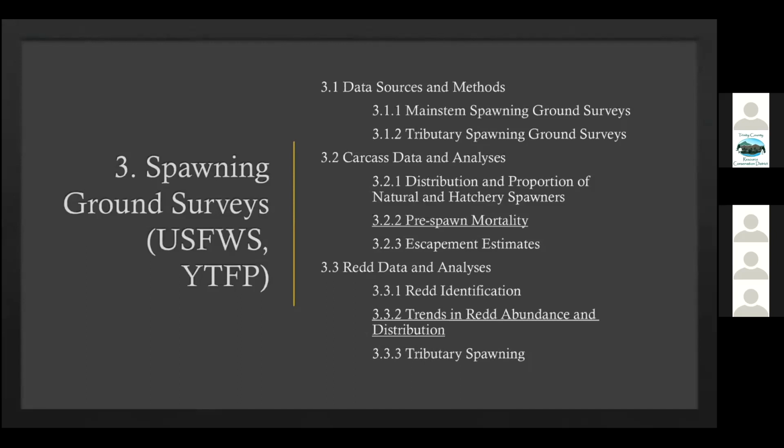The next section of the report is the spawning grounds surveys. It has here that the Fish and Wildlife Service and Yurok Tribe have worked on this section of the report, though the other partners listed at the beginning do participate in these surveys. Mention that. And in this section, I'm going to focus on the underlying subjects, pre-spawn mortality and trends in redd abundance and distribution.